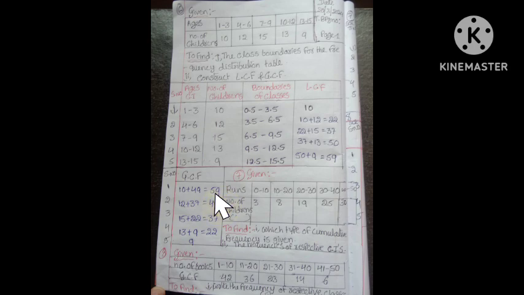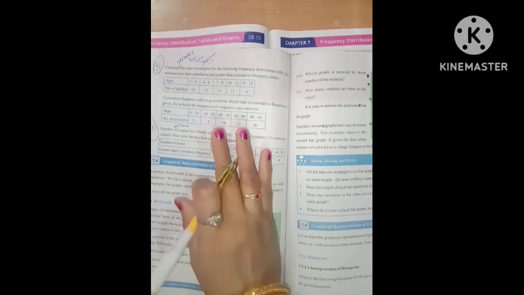The last value of LCF is 59 and the first value of GCF is 59. Are both equal? Yes, they are equal, so our solution is correct. This is the sixth problem solution. It's over, and next we will go to the seventh problem.